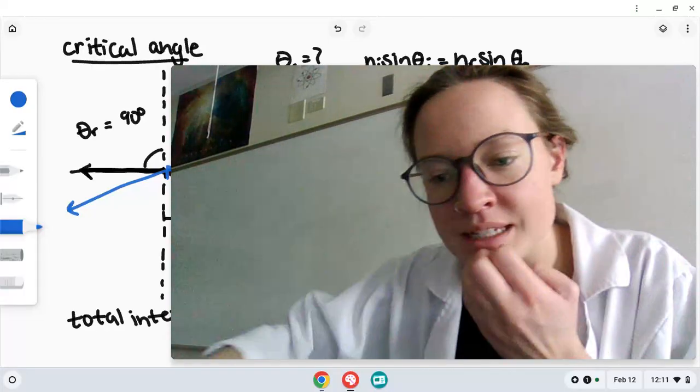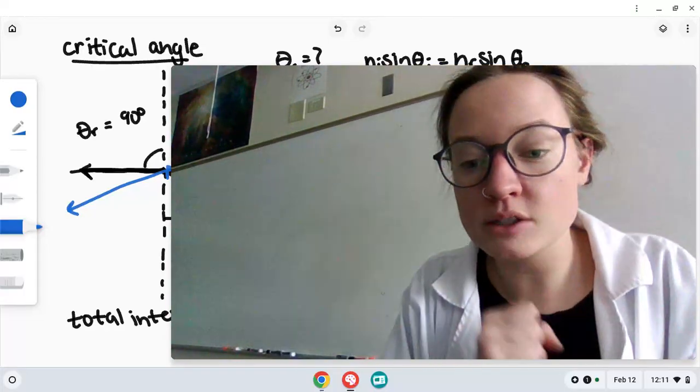The main point is that you're supposed to see that the light stays inside of the little tube the whole time. That's what we call total internal reflection.